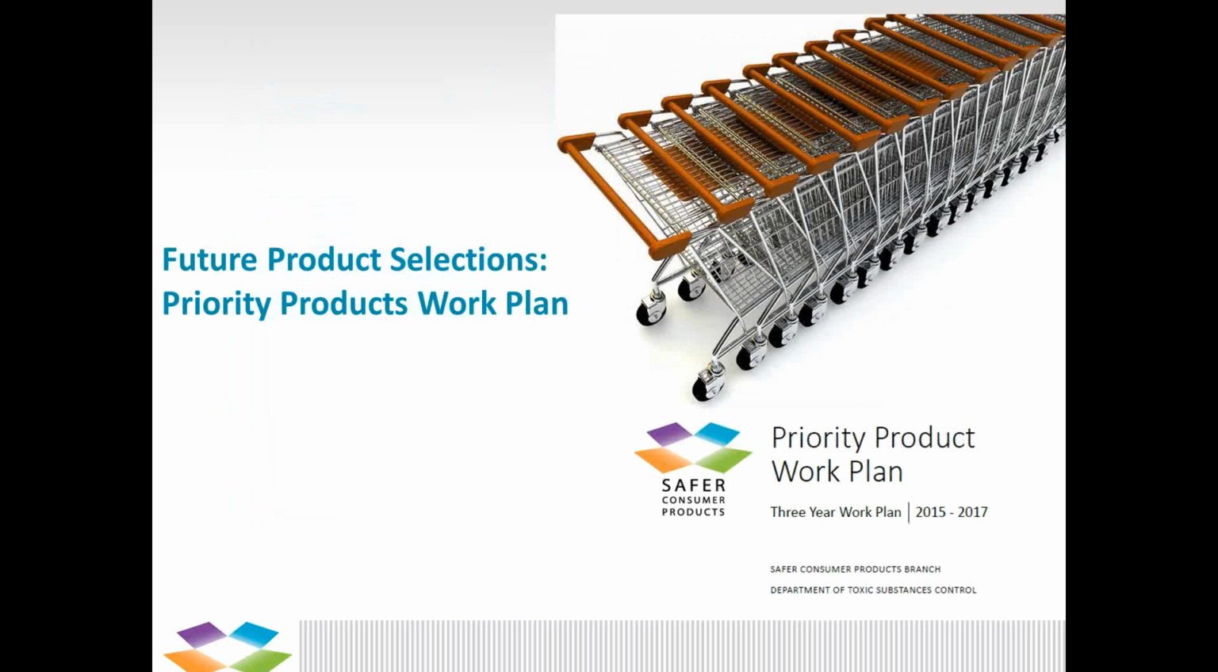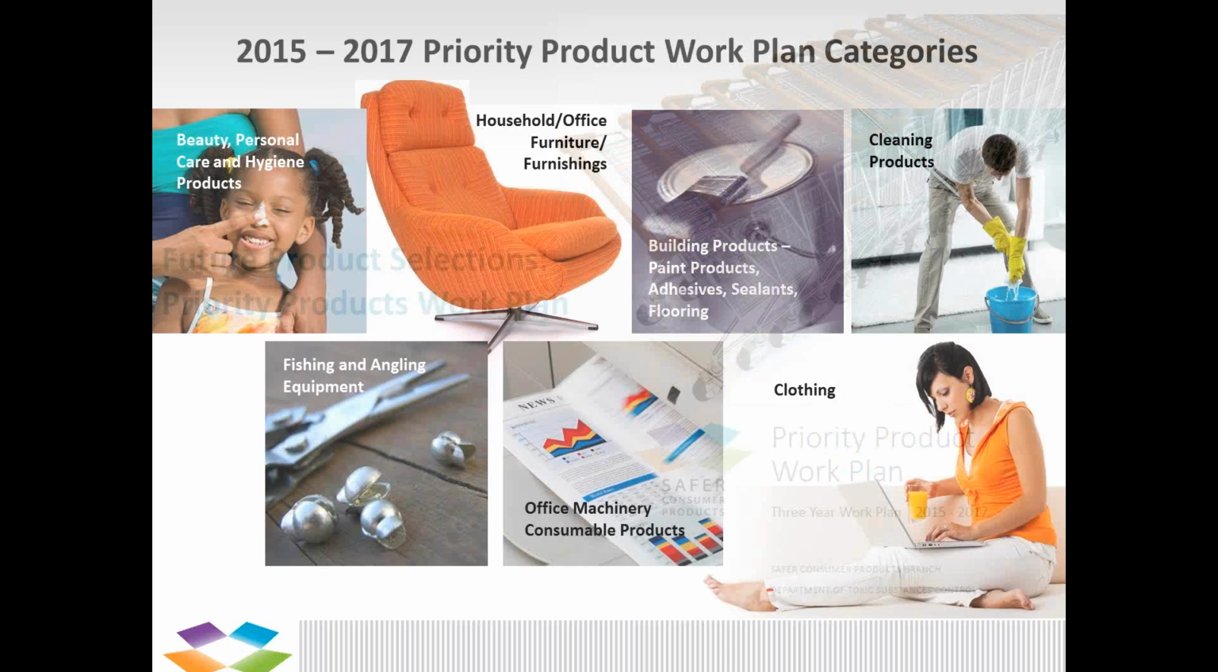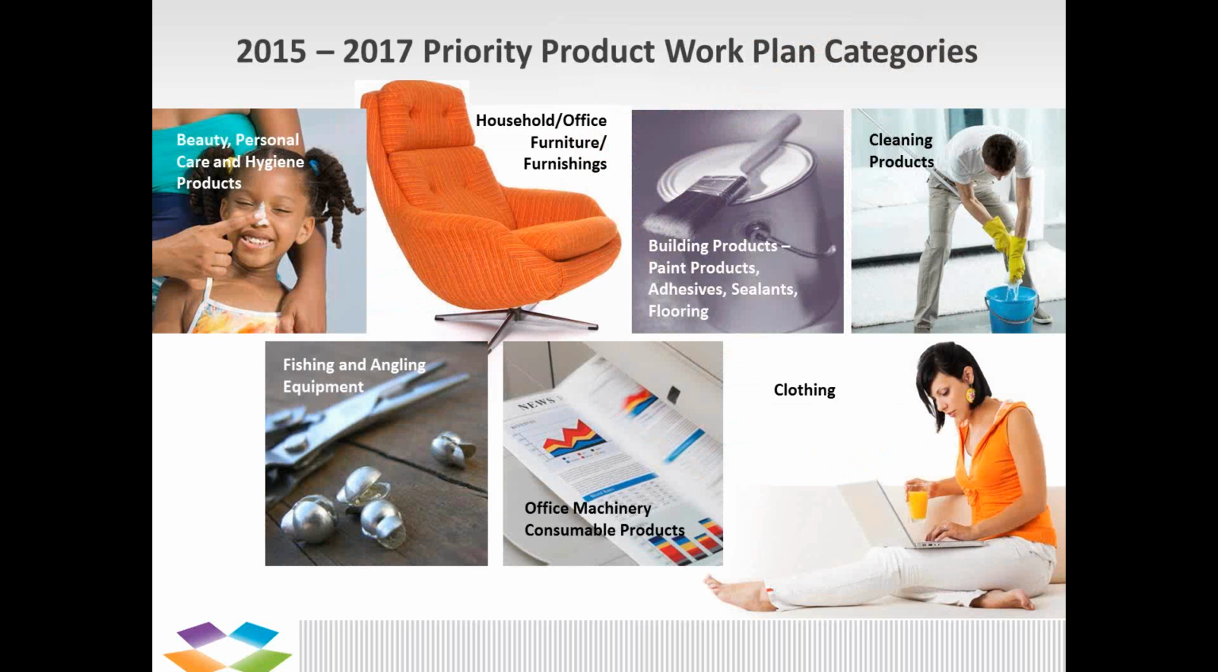Before I get to talk about AA in a little more detail, I wanted to talk about our work plan. In April of this year, we finalized our first priority product work plan, which is intended to send signals to all of our stakeholders about the categories of products that we're looking at as sources of the next set of priority products. Our work plan outlined 7 different categories, some of which are quite large.